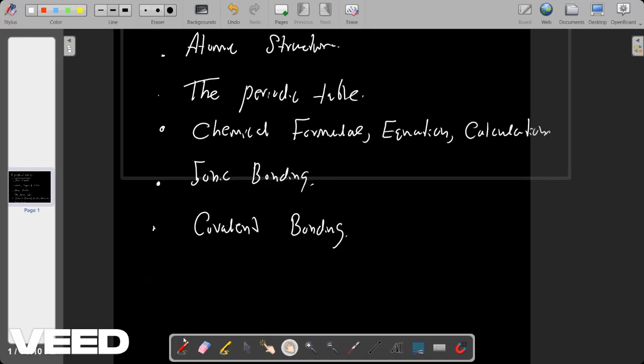Then we are moving on to metallic bonding, the bonding in the metals. Something similar to ionic bonding. The only difference is that this is the electrostatic attraction between a cation and an electron, right? Metallic bonding.